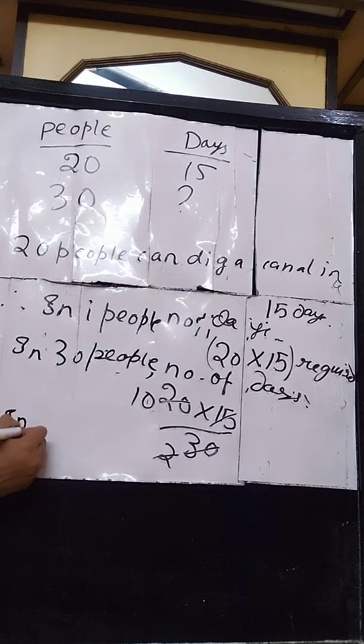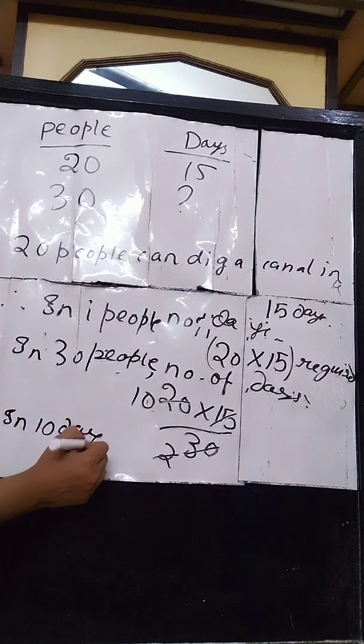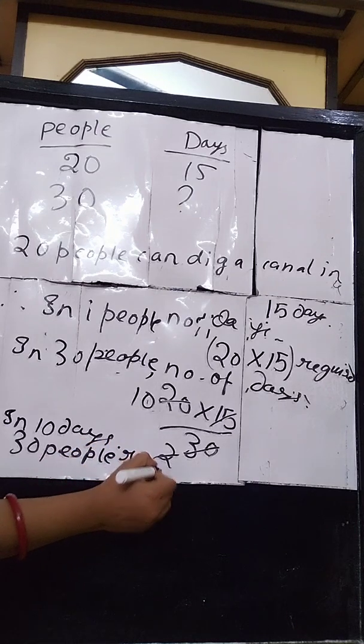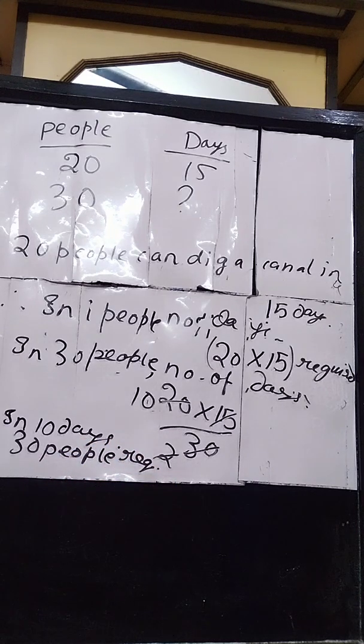In 10 days, 30 people required. In 10 days, 30 people required. So the sum doesn't end here. It is asked that if in 10 days 30 people require, again you are asked that in 6 days then how many people will dig the same canal. Now you are asked different thing.